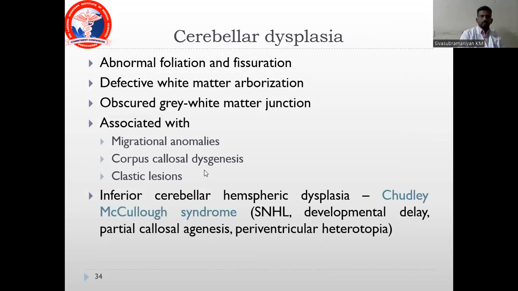Now coming on to cerebellar dysplasia. So now we have understood that dysplasia is an abnormality of foliation and fissuration. So it is defective white matter arborization that presents on the imaging as abnormal fissuration and foliation. So the gray-white junction is also obscure. It is associated with other anomalies, and it is quite characteristic of a defective migration rather than just a vascular insult.